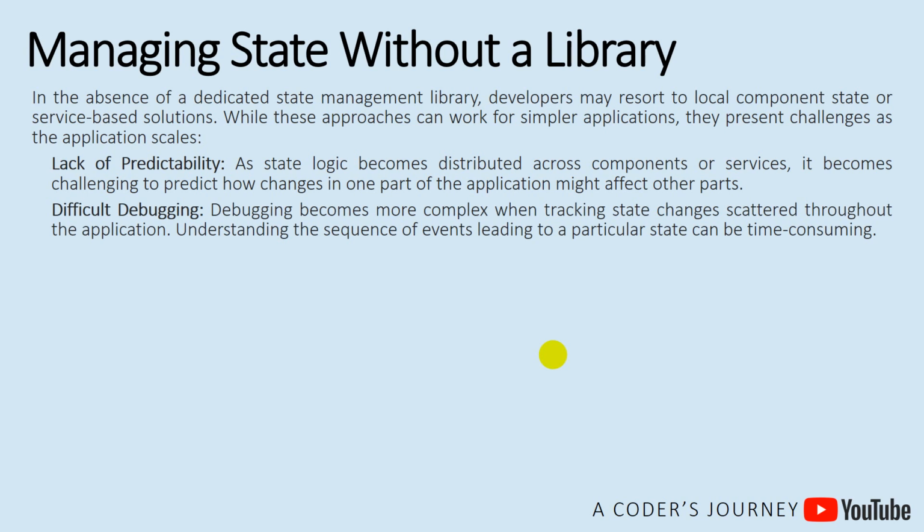Difficult debugging. Debugging becomes more complex when tracking state changes scattered through the application. As I told you, one of the benefits of using a library like NgRx is time travel debugging, so you can debug your application in terms of state management. But without the library, debugging becomes more complex when you want to track the changes in the state. Why? Because your logic of state management is scattered throughout the application, and understanding the sequence of events leading to a particular state can be very time consuming.